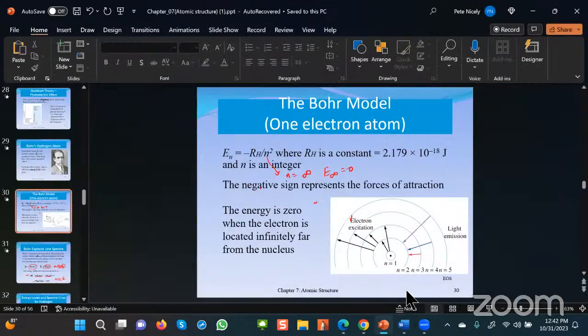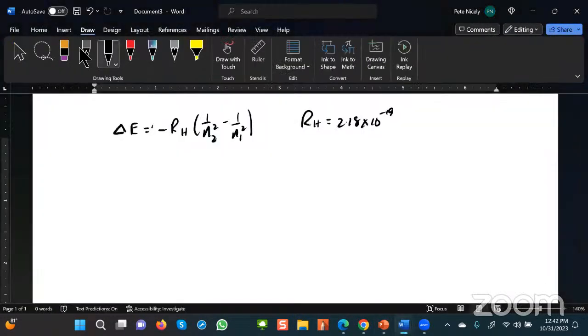18, minus 18, my bad. So let me erase this here. So this is 2.18 times 10 to the minus 18. Okay.